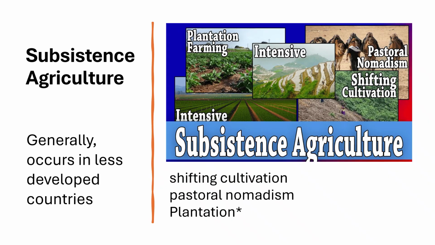And plantation farming occurs in less developed countries, but plantation farming is a special kind of farming because it is commercial farming that takes place in less developed countries, which is why there's an asterisk next to it.